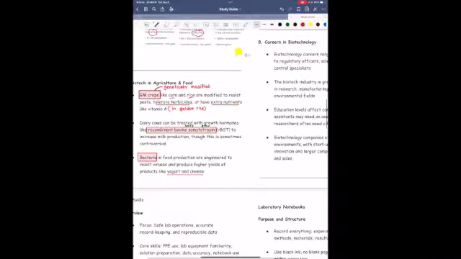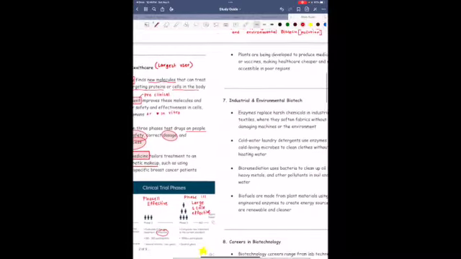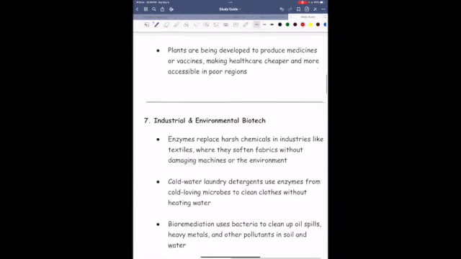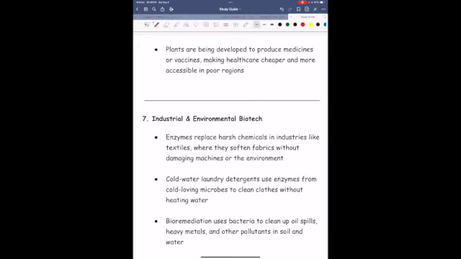And then if we come up here to the top, plants are being developed to produce medicines or vaccines, making healthcare cheaper and more accessible in poorer regions. So let's just do a base reminder here: not all GMOs are bad. There's definitely a lot of good uses for them. So, not all GMOs are bad.